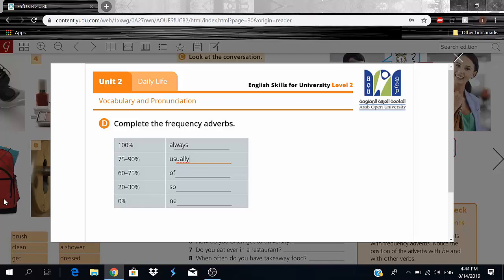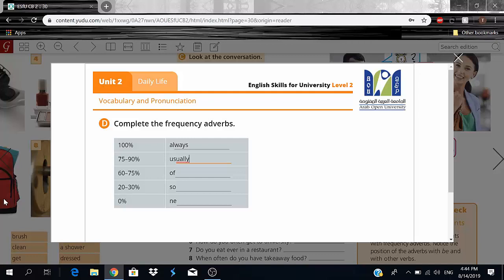So for example, I usually go to school by bus. That means 75 to 90% of the time, I go to school by bus. However, sometimes there may be complications. Sometimes I may go by walking or I may go by car. It depends, okay? But for the most part, I go by bus. That's when you use usually, you guys.